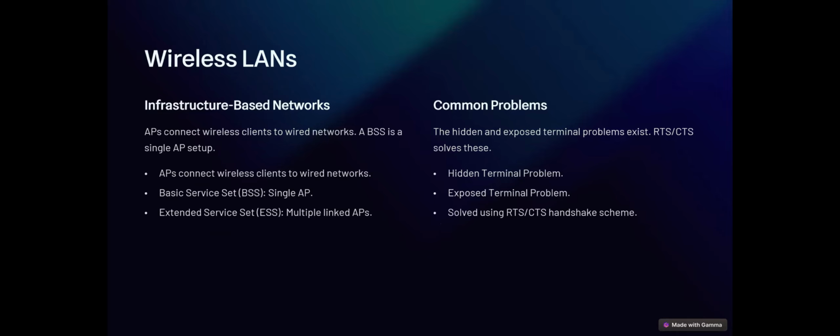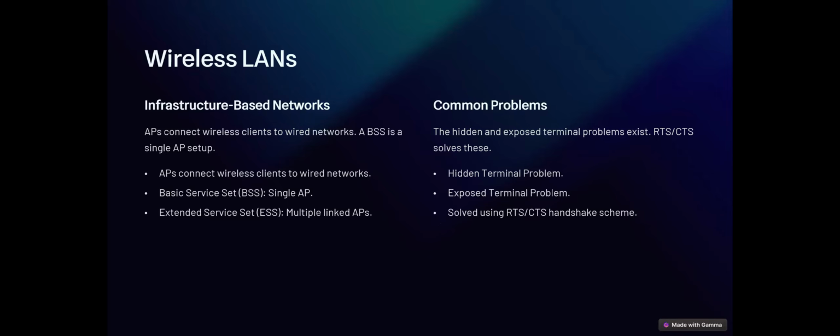Wireless LAN, or wireless local area networks, typically use an infrastructure-based approach where access points connect wireless clients to the wired network backbone. The basic service set, the BSS, consists of a single AP serving clients within its range, while an extended service set, ESS, uses multiple interconnected APs to cover larger areas and enable seamless roaming.